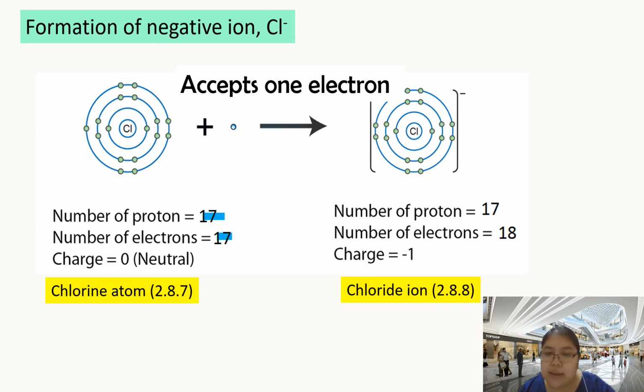Now the number of protons is still the same, 17, but now the number of electrons becomes 18, one extra electron. So now the charge becomes -1. Why the extra electron? Because it accepts one electron. So the outer shell, the third shell, now has 8 electrons. So then you put a negative here.